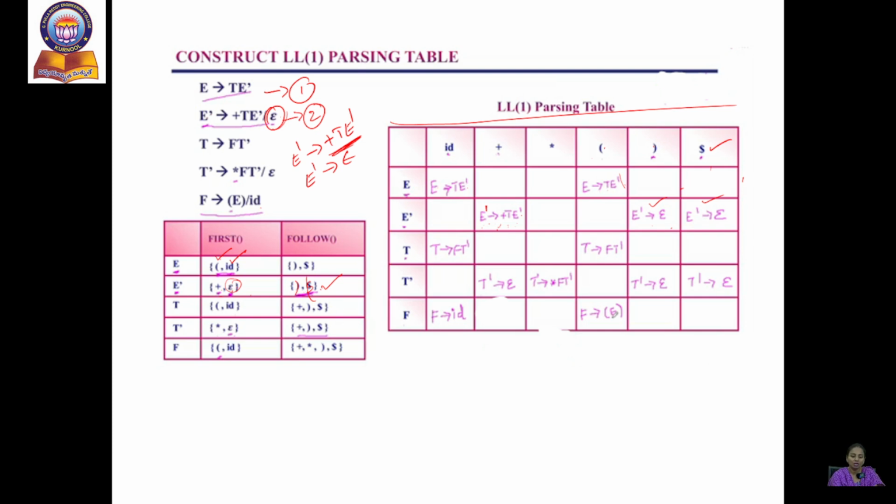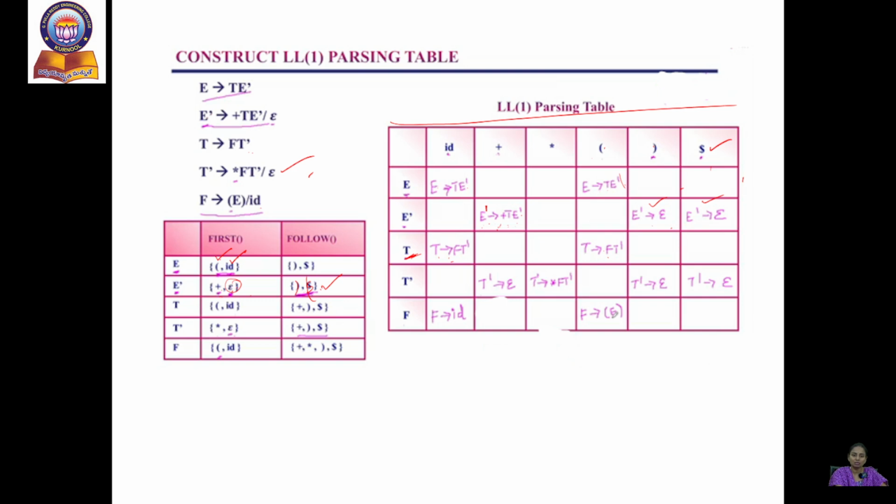In the same way, next, to write the production T derives FT dash in the table, we have to go with the first function of this T. The first function of T consists of open bracket and ID. So coming to the T, under ID you have to write T derives FT dash, and under open bracket you have to write the same T derives FT dash.